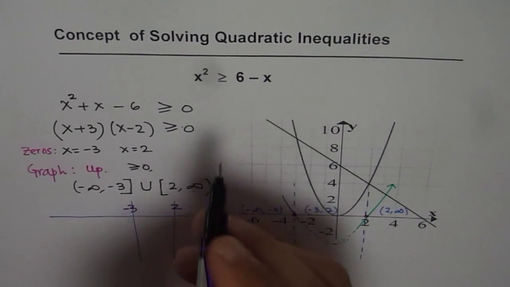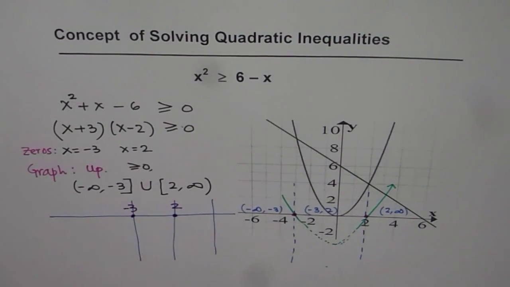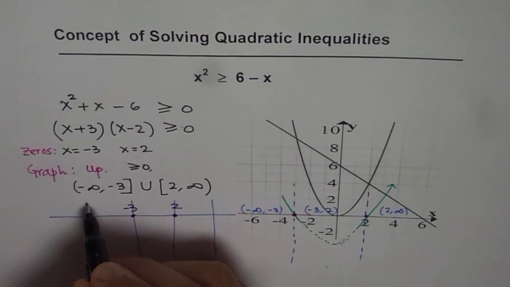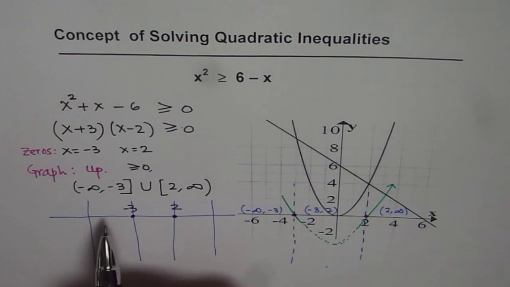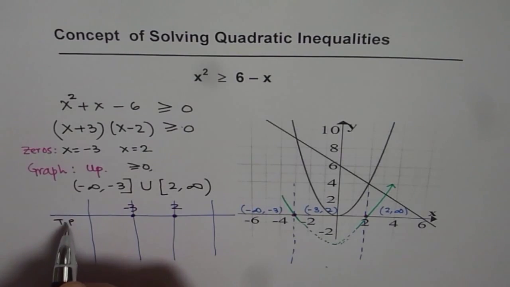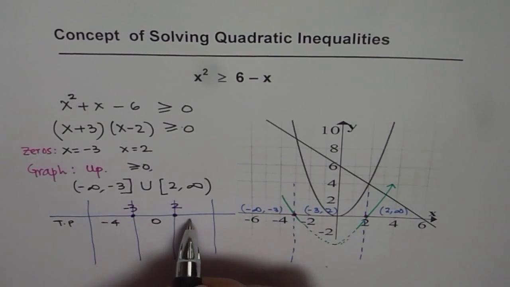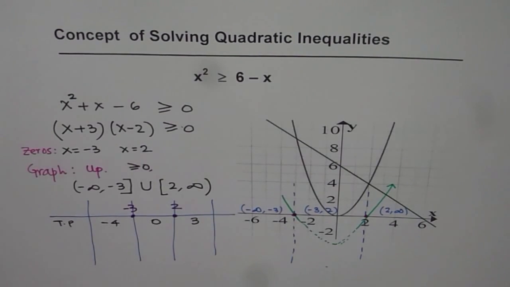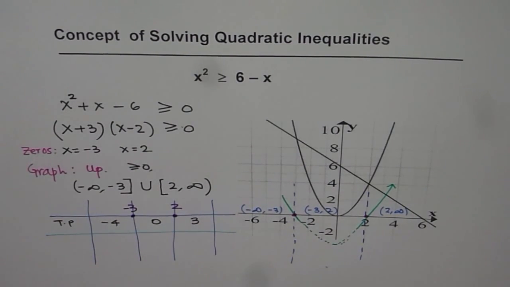Okay, now since it is greater than or equal to 0, I'm making solid bullets here. These points are included in our solution, right? Now what we do here really is we just take test points in these intervals. So the test points in the intervals could be selected as minus 4, between them 2 and 3 here, correct? So these are our test points and we'll just test our function whether it is positive or negative, correct?